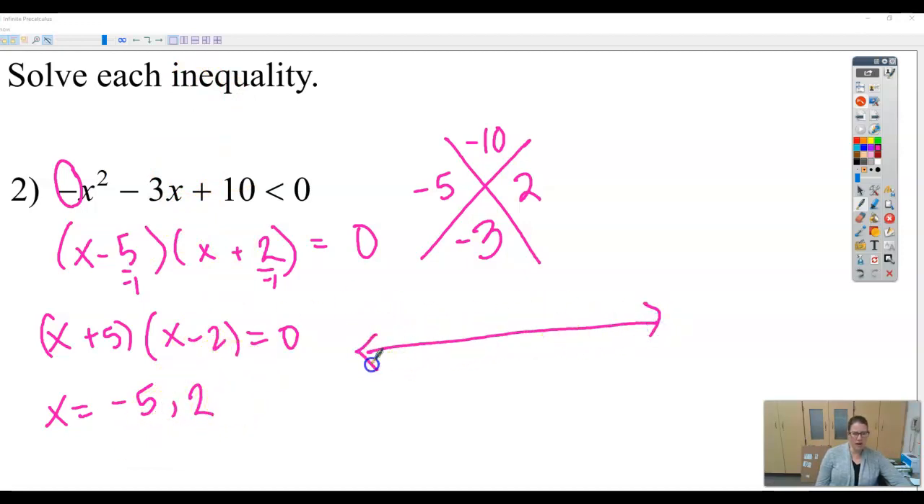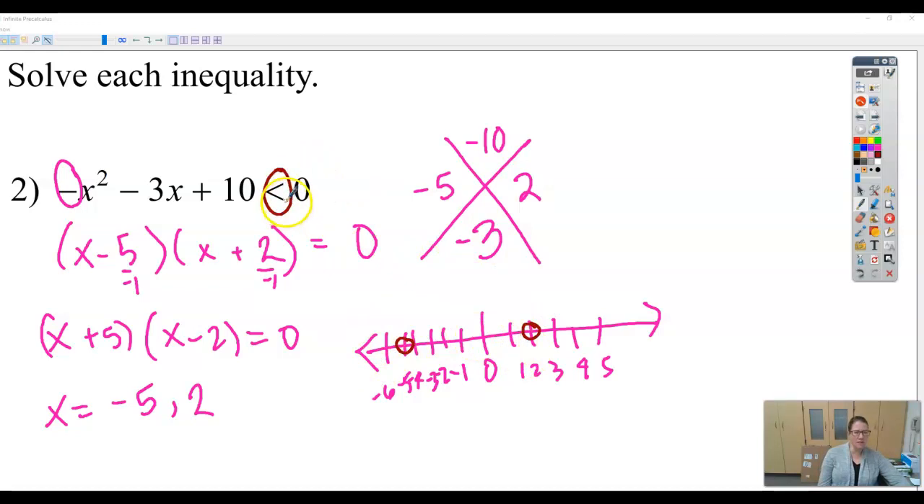So then I'll draw a number line, and I will circle those values. So here's -5, and here is 2. Now I've circled these with open circles because my inequality right here just says less than, it doesn't say or equal to, so I know they need to be open circles. That just broke my number line into 3 intervals.